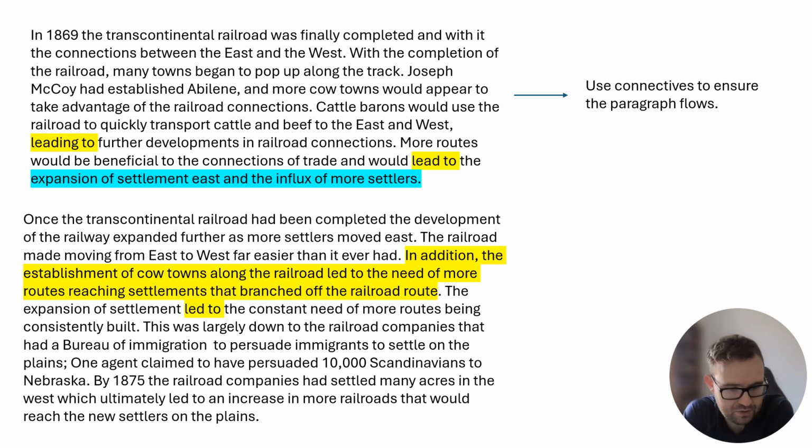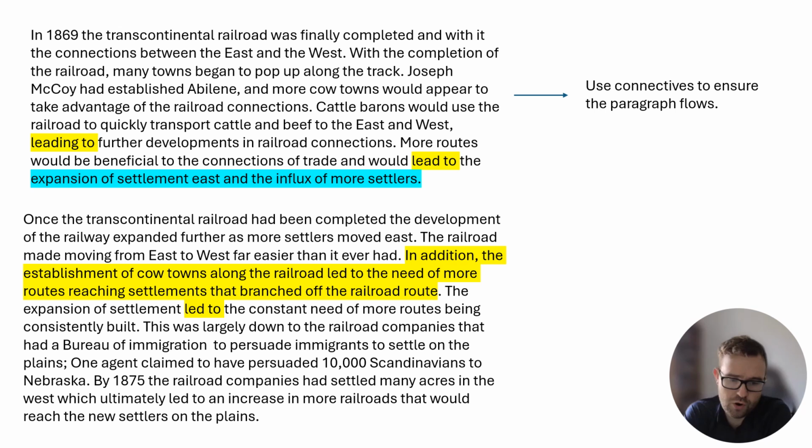This was largely down to railroad companies that had a Bureau of Immigration to persuade immigrants to settle in the plains. One agent even claimed to persuade 10,000 Scandinavians to Nebraska, good knowledge. And by 1875, I think it's really 1880, but you can say 1875, the railroad companies had settled many acres in the west, which ultimately led to an increase in more railroads that would reach the new settlers on the plains. Okay, a bit waffly, but again, it does all you need. It's packed with information.